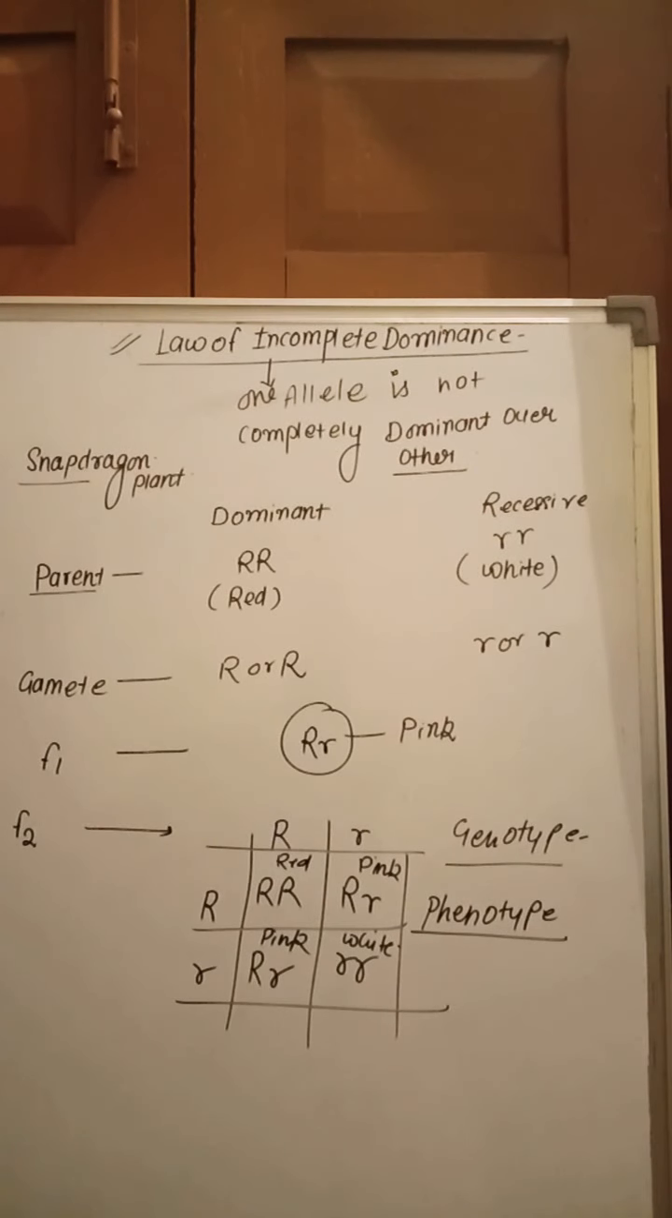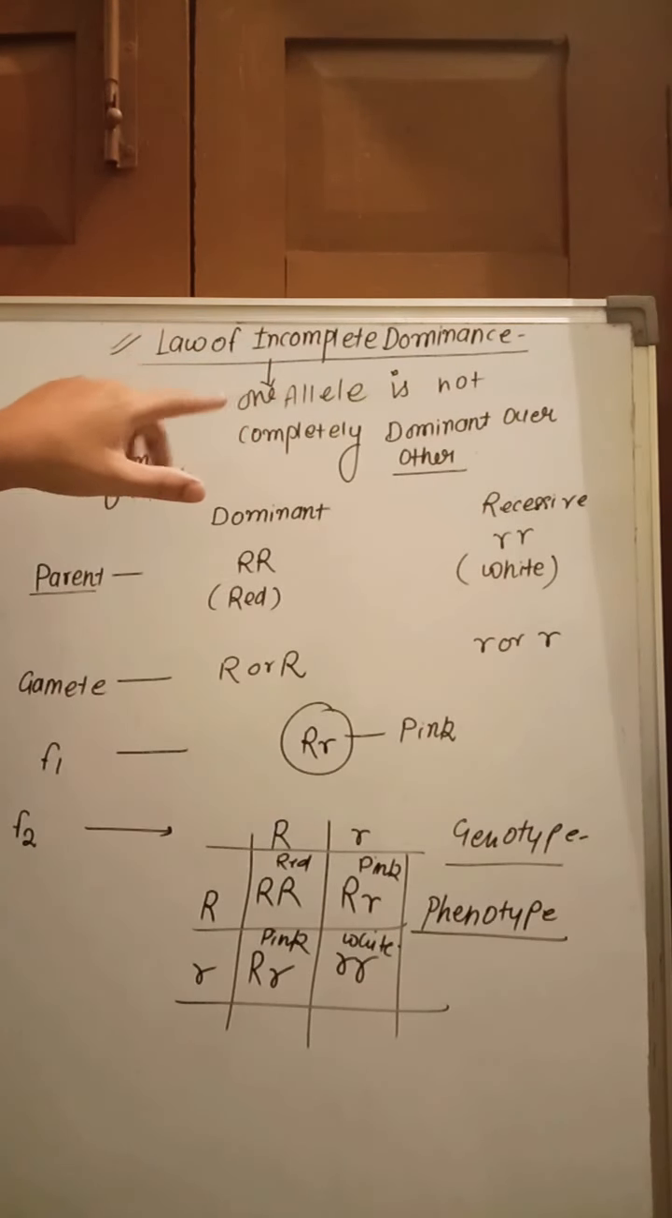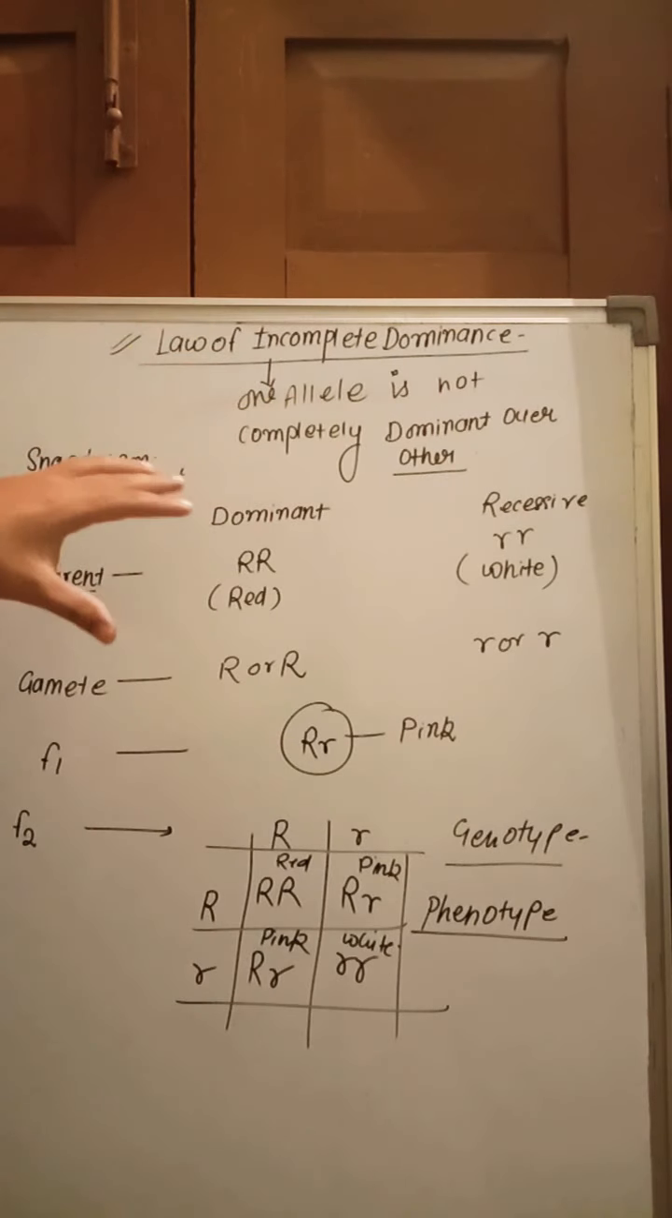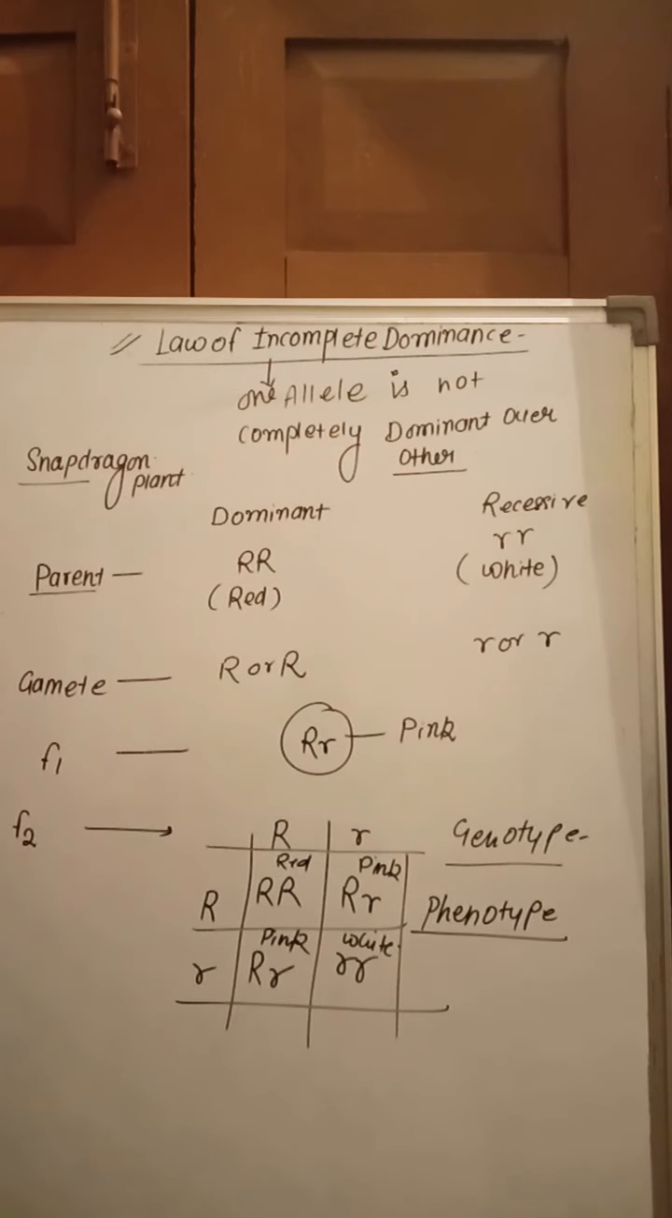Unlike in complete dominance, where one character is dominant over the other, that is called the dominant character. But in incomplete dominance, of the two alleles, one allele is not completely dominant over the other. So in the F1 generation, neither the dominant nor the recessive character appears. An intermediate one appears.